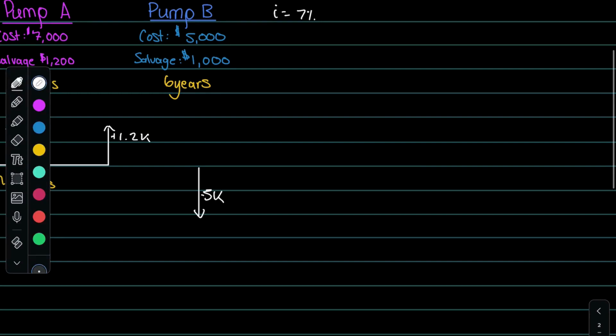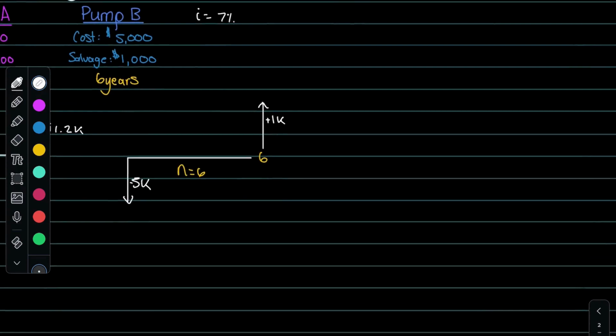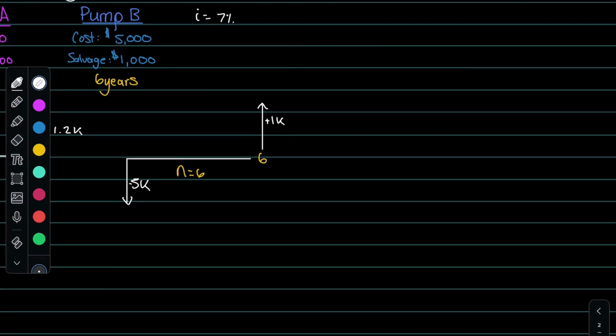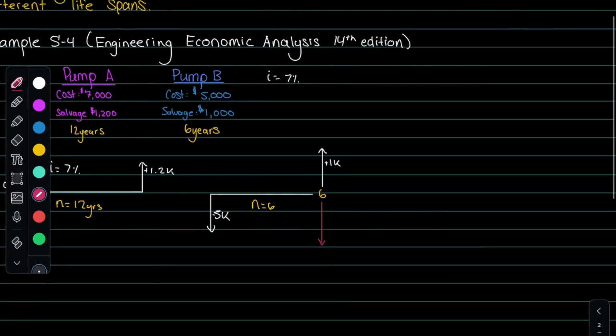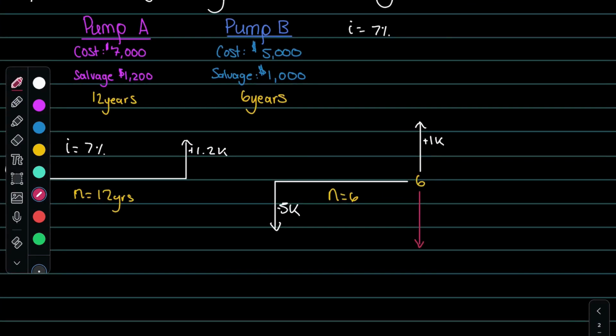But actually, we're going to split this up. So in the first 6 years that this specific pump lasts for, so this would be at 6 years, we have to salvage it because it only lasts 6 years, for $1,000, right? So we gain $1,000 after 6 years, but then we also have to buy another one, because if we're comparing two separate pumps that have different lifespans, this one lasts 12 years and this one lasts 6 years.